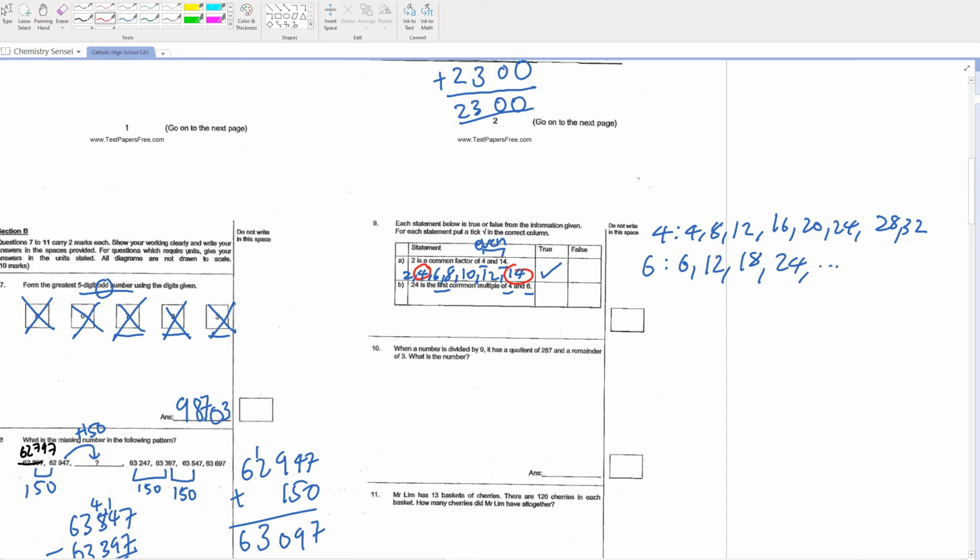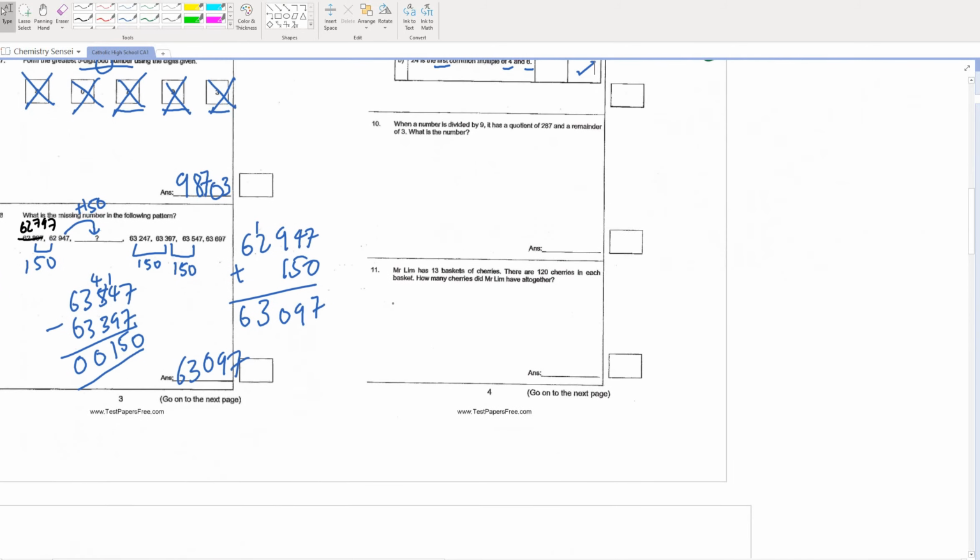Alright, so yes, both of them have a common multiple of 24. However, 24 is not the first common multiple. The first common multiple is actually 12. Okay, so the statement for question B is incorrect. It is false.